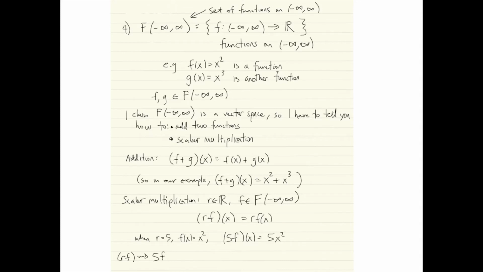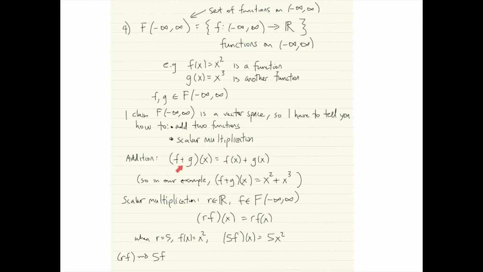What's an example of a function? Well, f of x equals x squared, g of x equals x cubed. So f and g here are two examples of functions in this set. That's what this line says: f and g are in, or elements of. That's what this E-looking symbol means. And this is our notation for our set of functions whose domain is from minus infinity to infinity. Okay, and I'm claiming that this is an example of a vector space. To explain that, I have to define how to add two functions and how to take a scalar, like a real number, and multiply a function to get a new function.